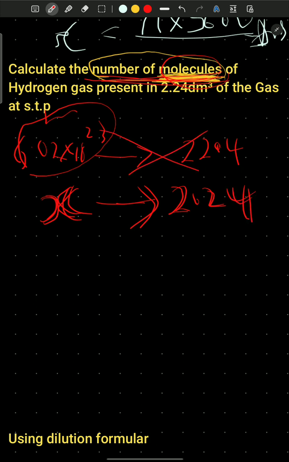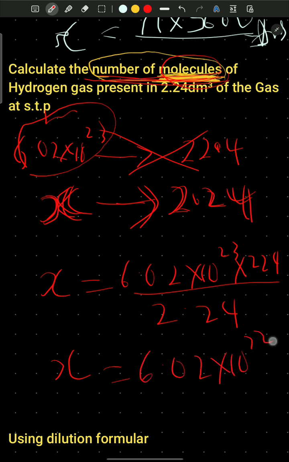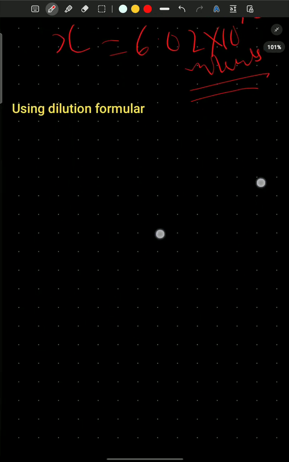So when you cross multiply from here, x will now be equal to 6.02 times 10 to the power 23 times 2.24 all over 22.4. So x is now equal to 6.02 times 10 to the power 22 molecules. So I hope that is clear to you. Feel free to pause the video and copy it.